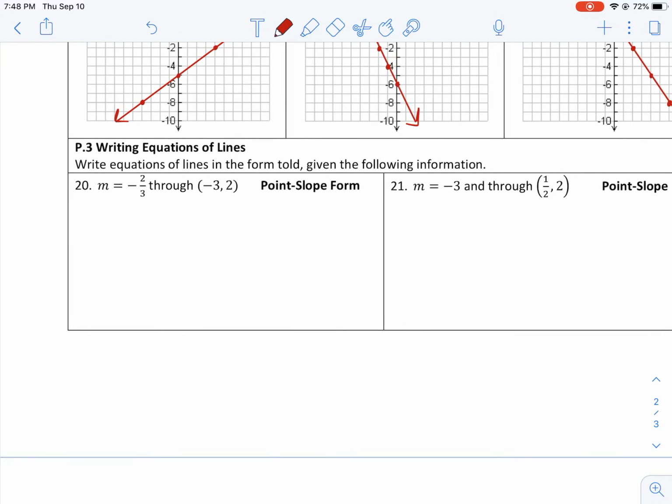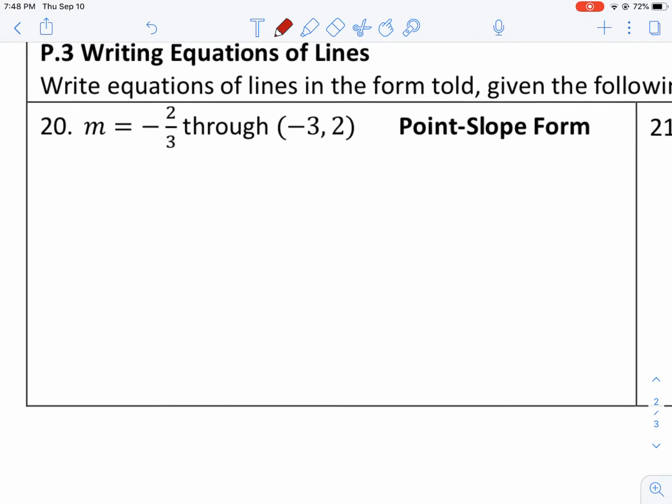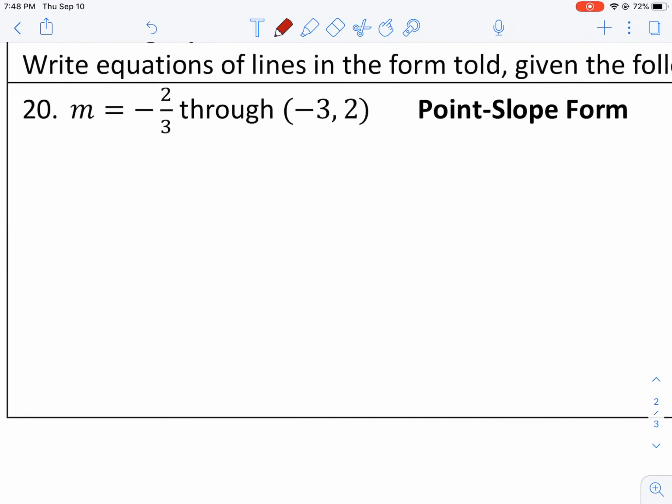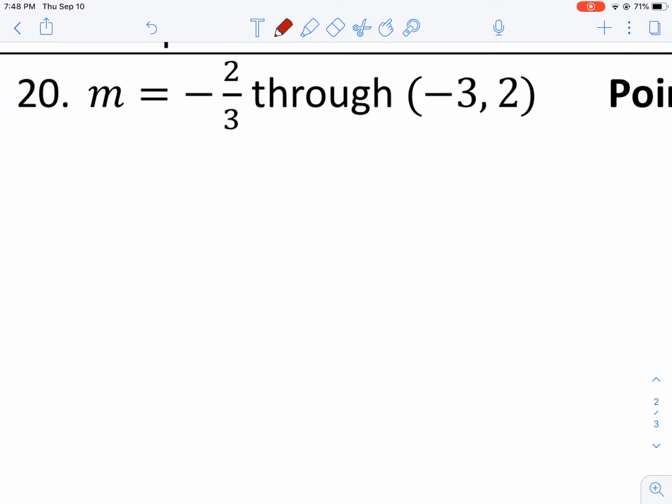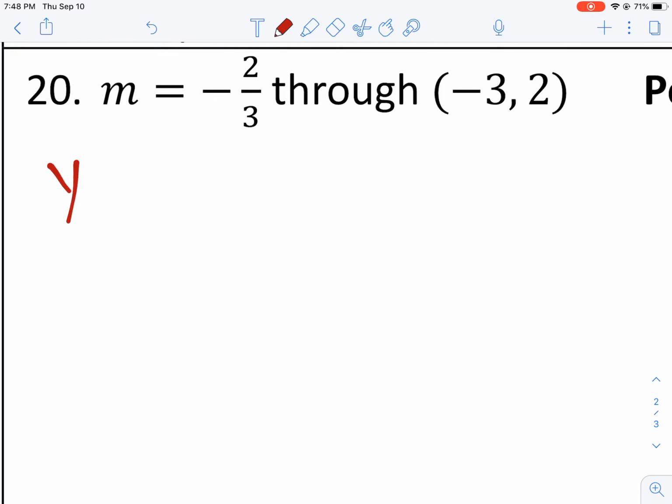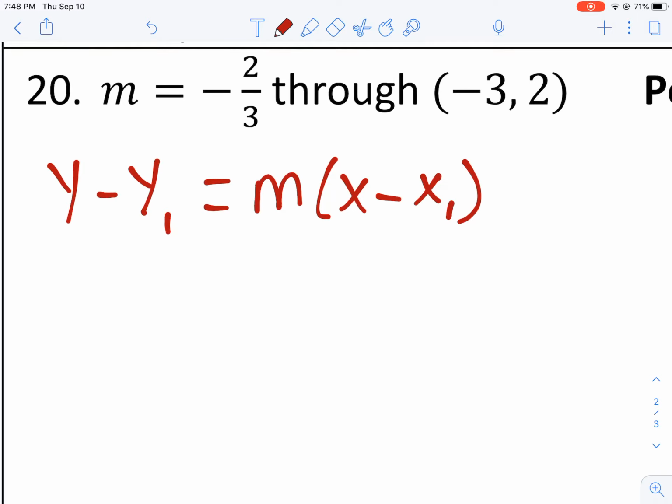Next, we are going to write equations of lines. They're actually going to tell you a form that you should use. It's important that your answer is in the form given. So this first question, we want this to be in point slope form. Point slope form is y minus y1 equals m(x minus x1). Don't forget those parentheses. You guys did that on the quiz.